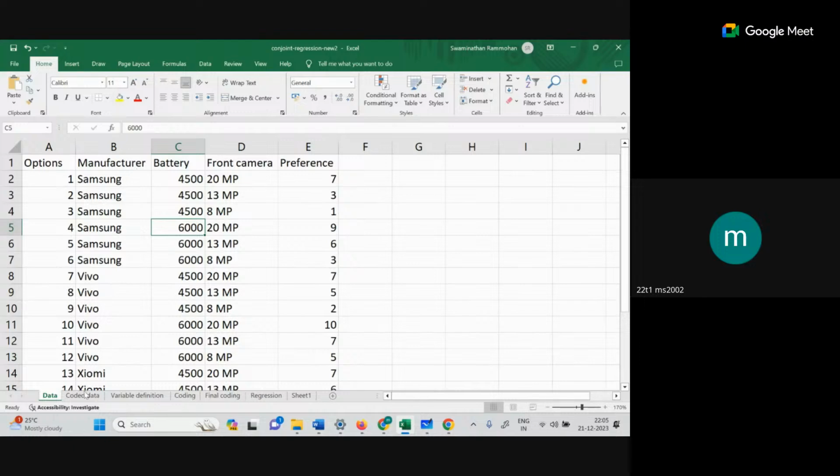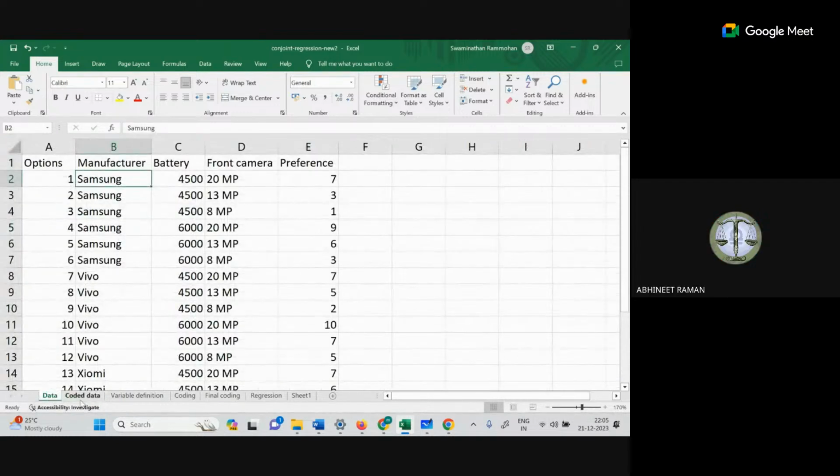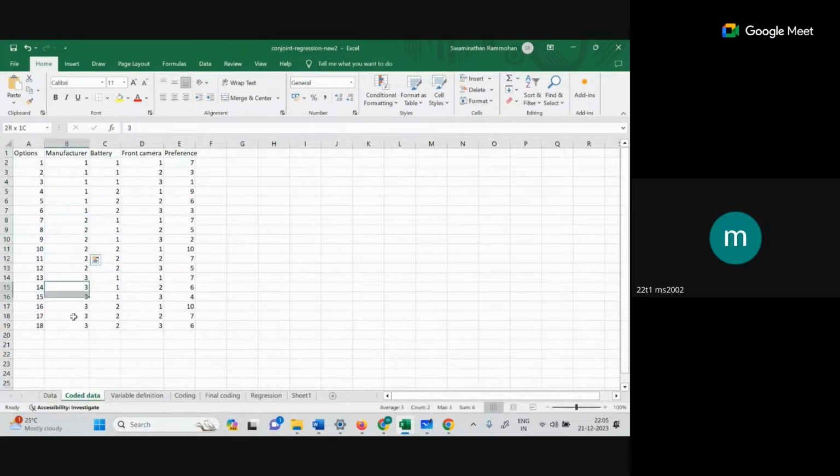All right. So I am coding this data. So Samsung, what type of variable is this? Categorical. So when you see categorical, you can code this data, right? So manufacturer Samsung is 1, Vivo is 2, and Xiaomi is 3. 4,500 battery is 1 and 6,000 battery is 2 and so on.